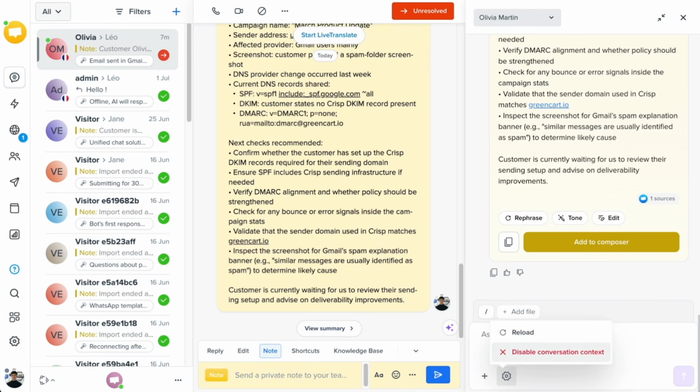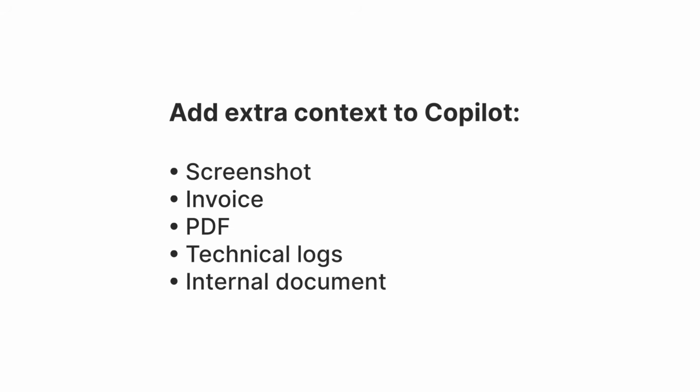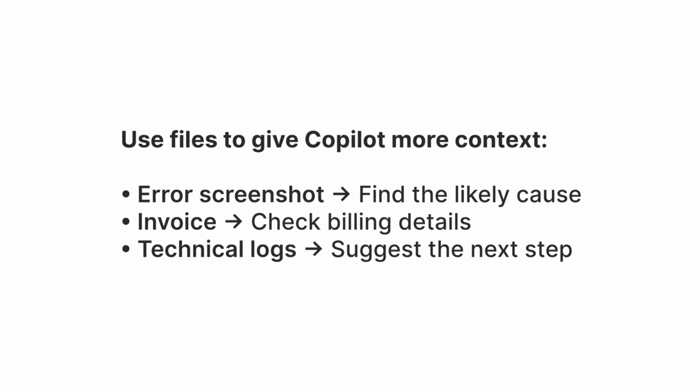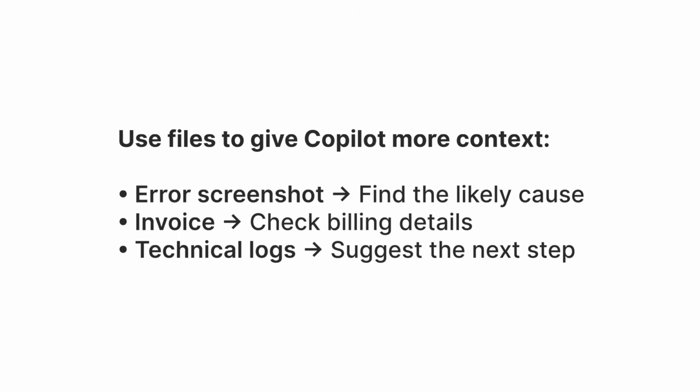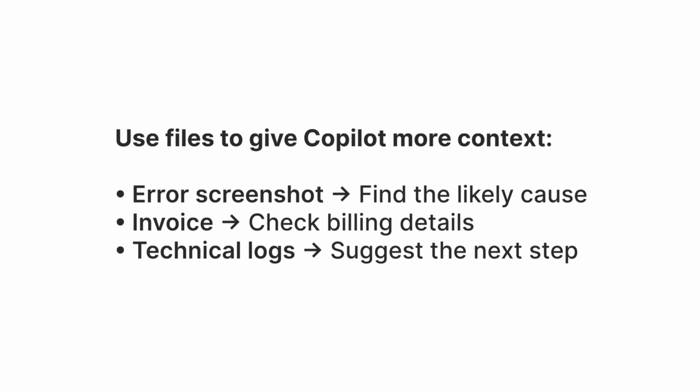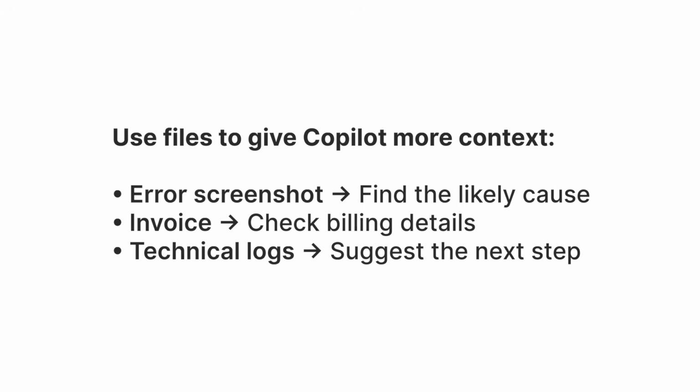It can also be useful when the conversation contains irrelevant or sensitive information that should not be used for the next prompt. When important information is missing from the conversation, click Add File, and you can provide Copilot with extra context such as a screenshot, an invoice, a PDF, technical logs, or an internal document. For example, you could attach an error screenshot and ask, "explain the most likely cause of this issue and suggest the next troubleshooting step." Or add an invoice and ask, "summarize the billing details I should verify before replying." Adding the right context usually leads to a more useful answer.